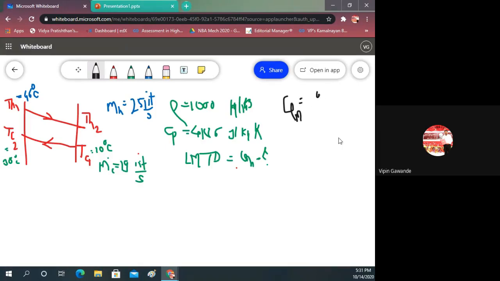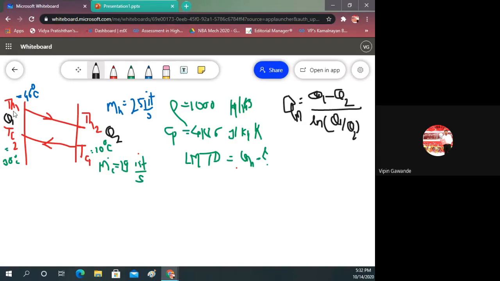This is theta 1 minus theta 2, divided by ln theta 1 by theta 2. The formula for LMTD is the same for parallel flow heat exchanger and counter flow heat exchanger. So theta m is equal to theta 1 minus theta 2 over ln theta 1 by theta 2. What is theta 1? Theta 1 is this one. What is theta 2? Theta 2 is this one here, TH2 minus TC1.